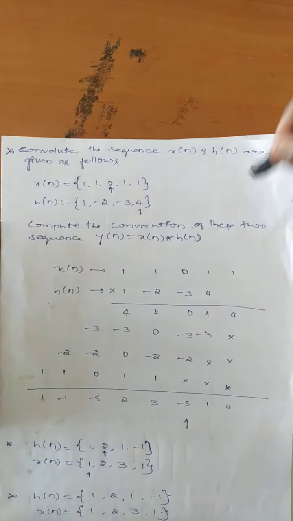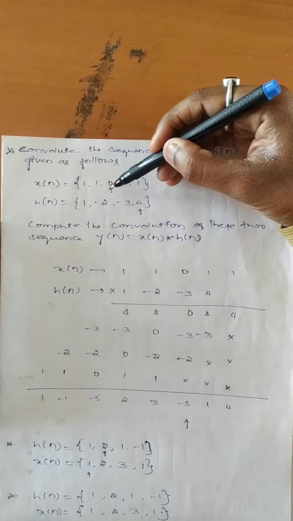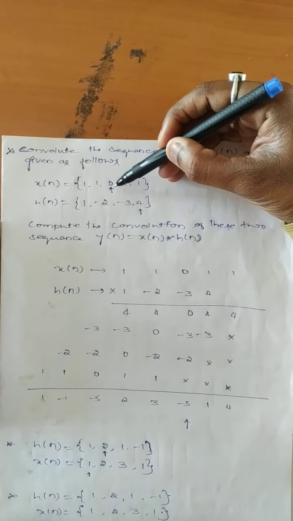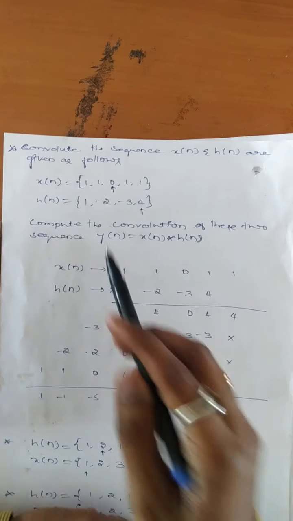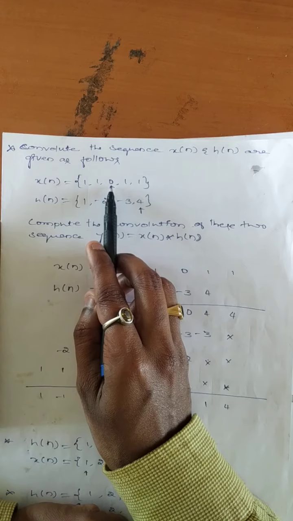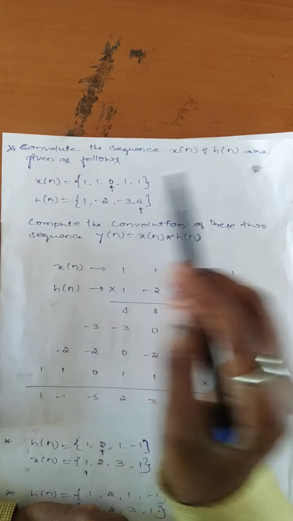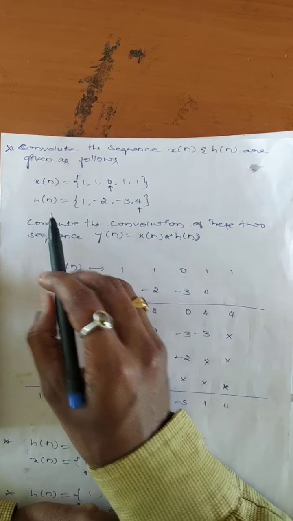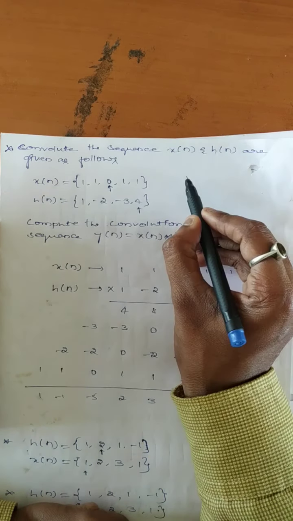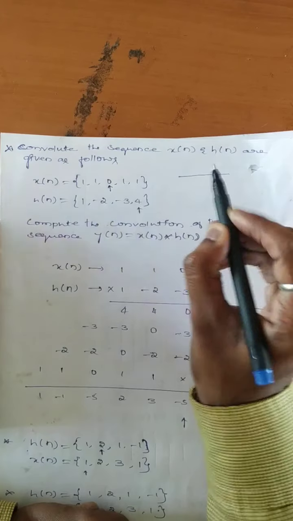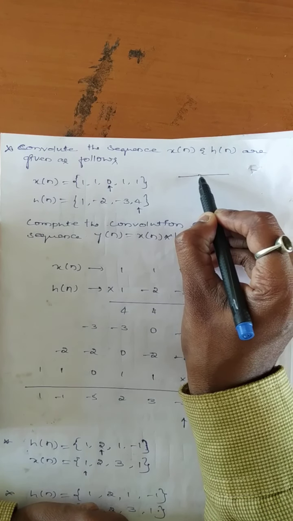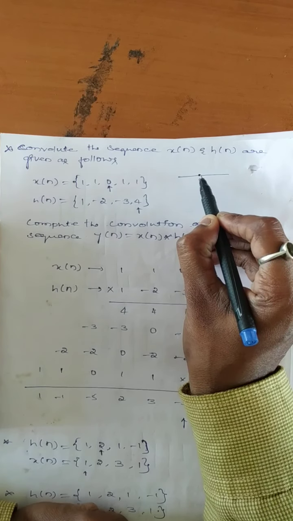In this question they have mentioned the arrow mark. The arrow mark indicates the 0th position of a sample. In x of n, the arrow mark is at the 0th position, and in h of n, the 0th position is 4. That means if you write the samples, your 0th position is at 0.